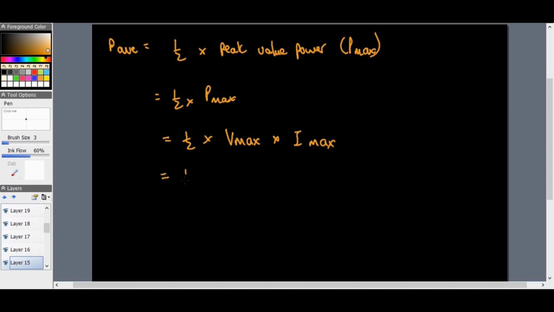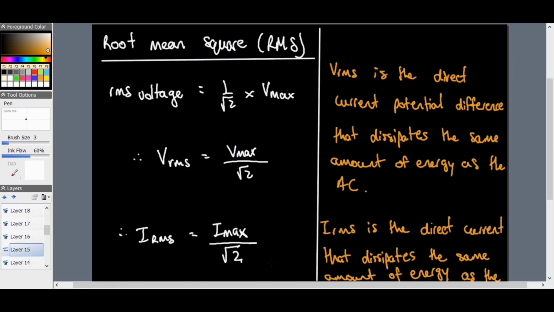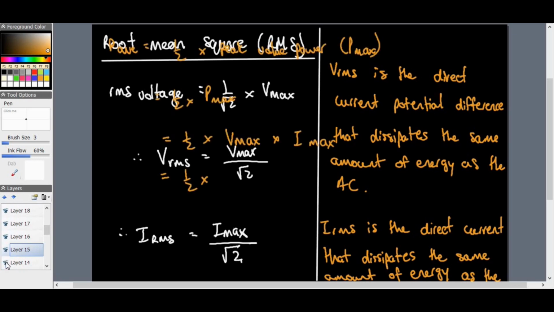So we know that V max is equal to, and that's just a half of, because AC, remember, has half cycles. So V max is equal to, let me just go back to this formula. Sorry, my brain is broken. IRMS. Oh, there we go. That's what I'm looking for.